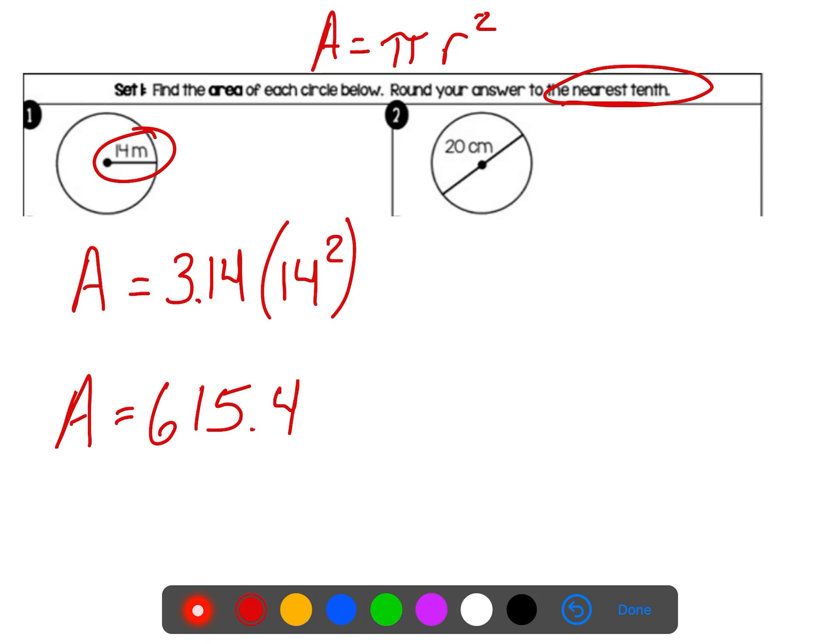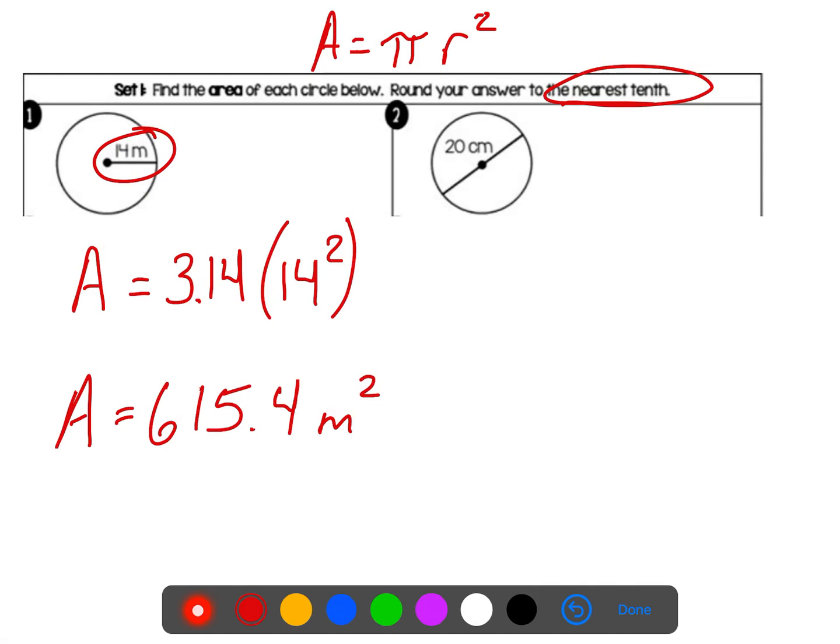Now this is an area, so we need to give an area measurement. Area is always measured in 2 dimensions. So we're measuring in meters by meters. So square meters is what we're measuring the circle in. And so we're going to label it as square meters. Okay?